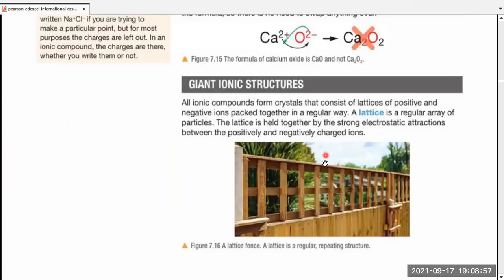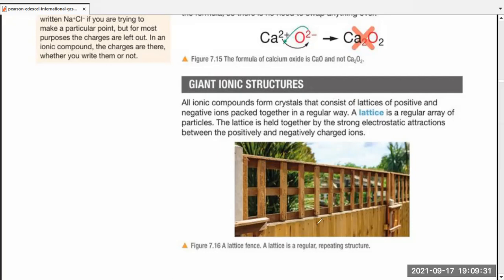So moving on, giant ionic structures. Ionic compounds form crystals. They consist of lattices. A lattice is a microscopic, 3-dimensional structure with positive and negative ions packed together in a very regular way. It's a regular array of particles, positive and negative ions, of course. They're held together by strong electrostatic forces of attraction, as we previously saw in the diagram, the lattice of sodium and chloride ions alternately arranged.